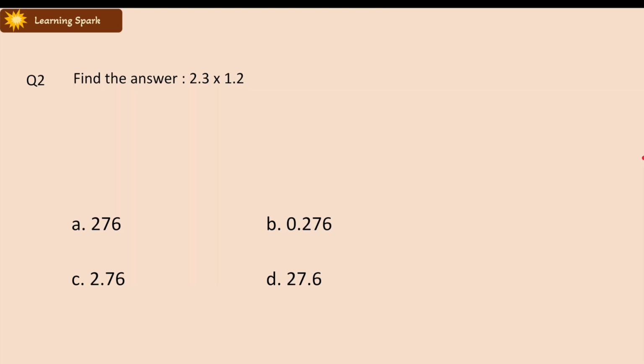Question number 2 is on your screen now. We will move to the answer now. Please pause and solve if you have not already. So the answer is 2.76. Let's see the explanation. This is a multiplication of decimal numbers.